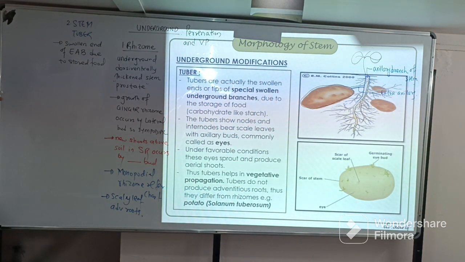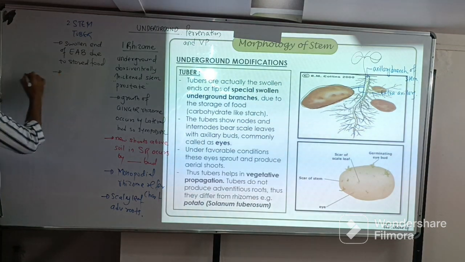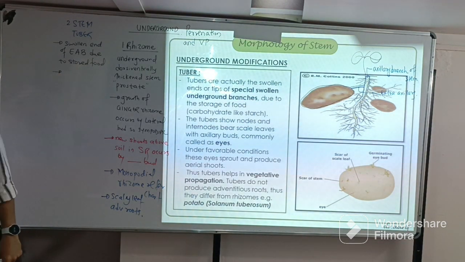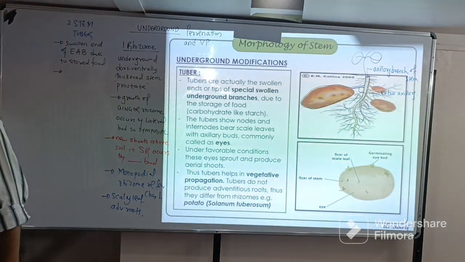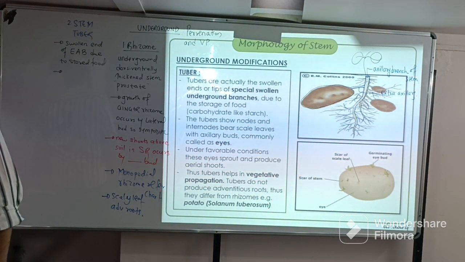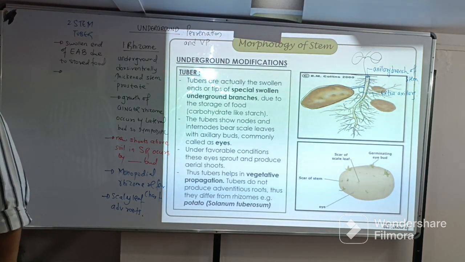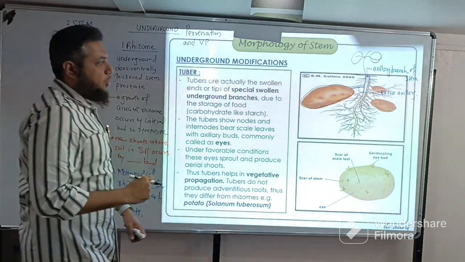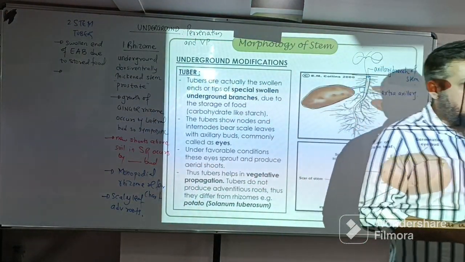Okay, everybody. An example of that is Solanum tuberosum. What's the example? Solanum tuberosum. That is your common potato. There are a few other examples like Jerusalem artichoke, but what you have to keep in mind as the common one is Solanum tuberosum. Okay. Sir, what is the proof that Solanum tuberosum is a stem? Yes.